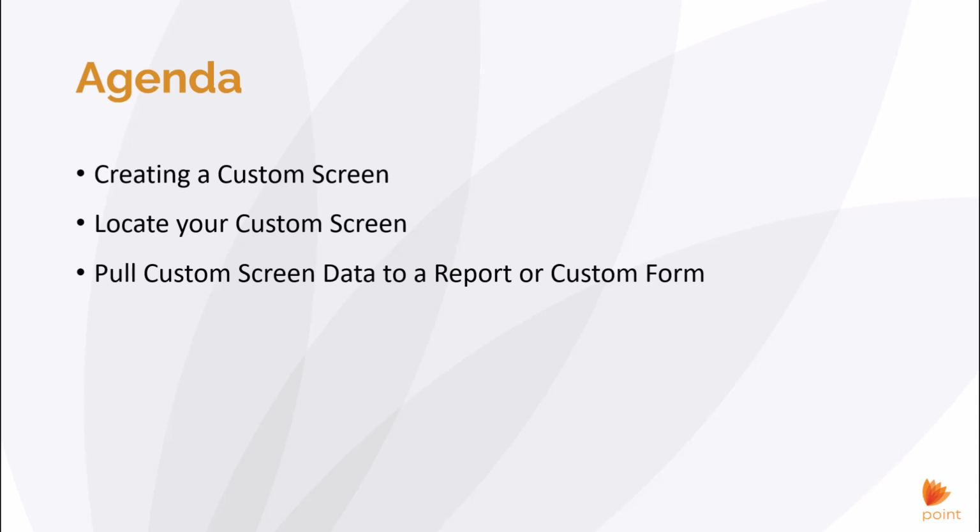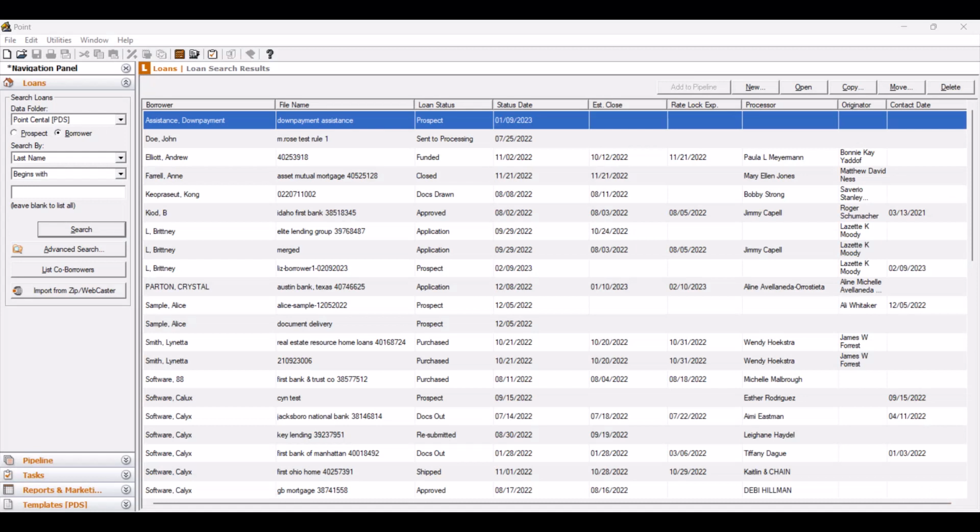Let's get started. I'm going to open up Point here. Custom screens allow you to create a screen and an area in Point where you can enter data that's currently not in the file and that you may want to track or put onto a report or custom form. Some examples might be that you need to add fields for disclosing the nearest living relative or letter of explanation. You can also add fields for adding other users' names in the file if your company has an LO or processor assistant and there's not an area currently for their names in the file.